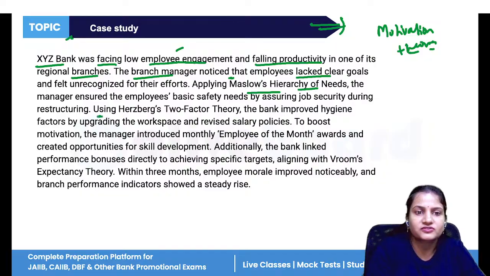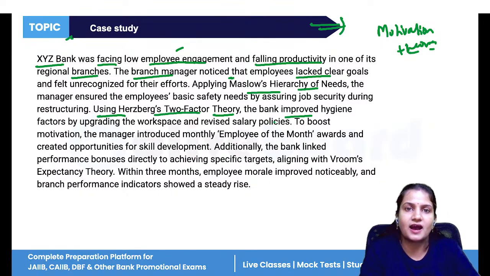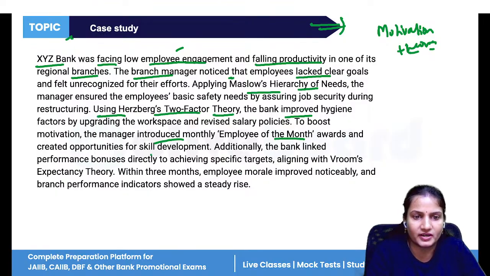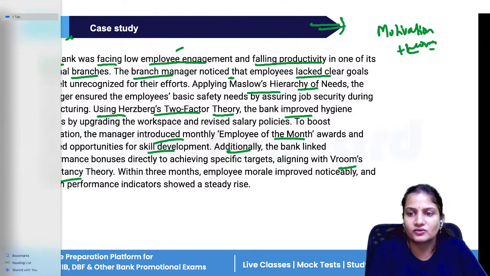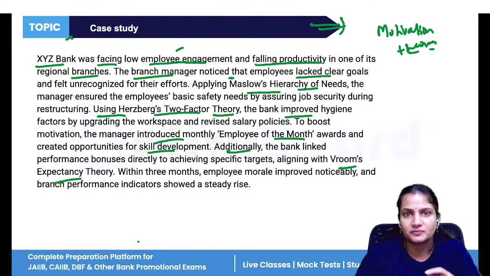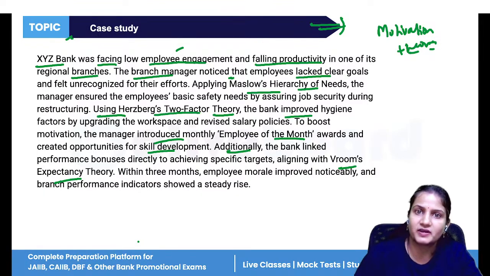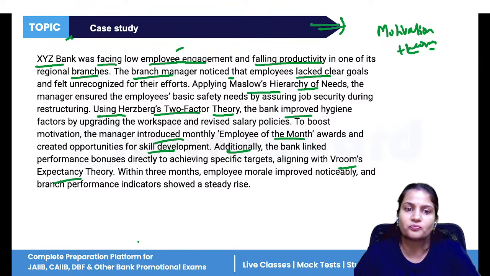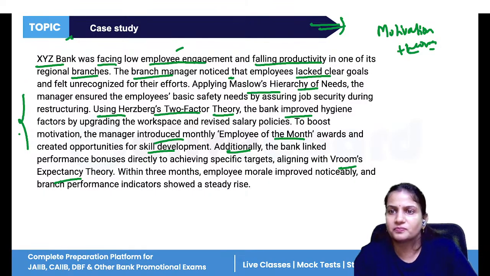Second, using Herzberg's two-factor theory, the bank improved the hygiene factors also. They added some motivational factors so that employees can get motivated. They introduced a monthly employee of the month award for developing new skills. Additionally, the bank also included motivational theories like Vroom's expectancy theory so that employee morale can be improved, output and performance should be high, and they can value the performance and output with the help of Vroom's expectancy theory. So the branch manager adopted different motivational theories in the bank.